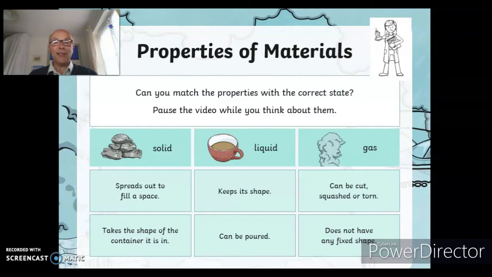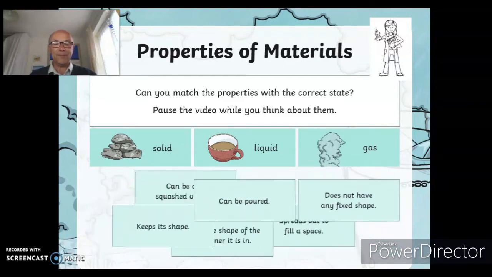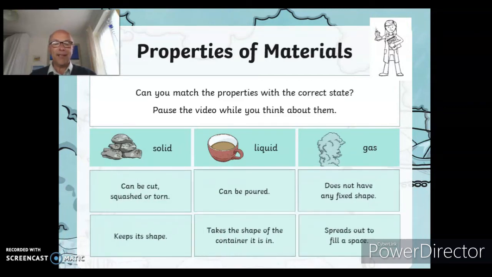Here's three types of state: solid, liquid and gas, with some properties. Have a look at them and decide which property belongs with which state. Pause the video while you have a think, jot them down on a piece of paper, and when you're ready we'll have a look at what belongs under which state. There they are. How many of them did you get right? Can you see where you've gone wrong if you put any in the wrong column?